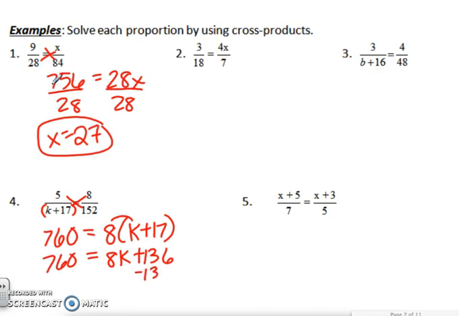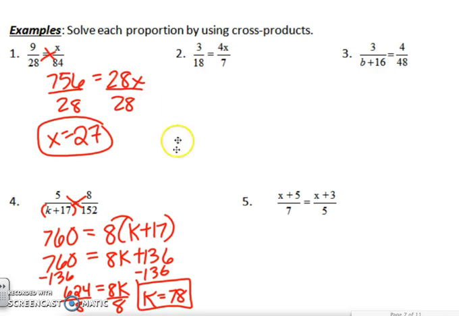We're going to subtract 136 on both sides to get 624 equals 8k, divide by 8. So we should get k equals 78. Okay? So again, if you've got two numbers in the numerator or denominator, so on 3 and 4, you're going to have to do the distributive property and make sure you multiply the number to everything.